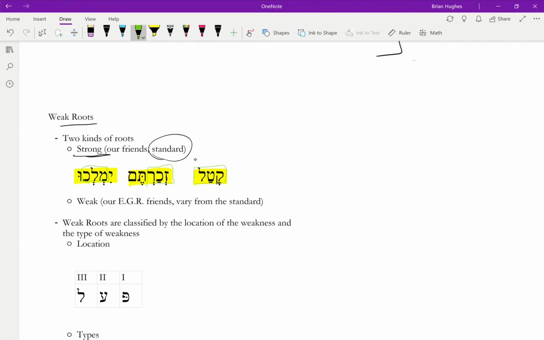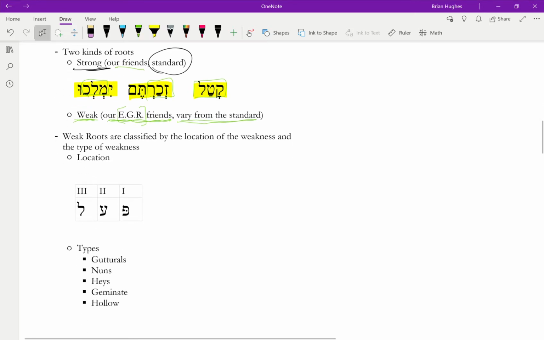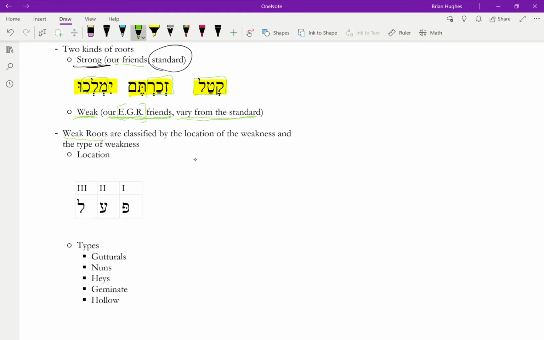And then there are certain constructions which we're going to call weak. And whereas strong roots are our friends, weak roots are our extra grace required friends. So they're still our friends because it's Hebrew and we like Hebrew, but it's going to take us some extra time with them. You've got to deal with little idiosyncrasies and things like that. So these are going to vary from the standard paradigm that we've been learning in different ways, and the different ways are going to depend on what kind of weakness they have.